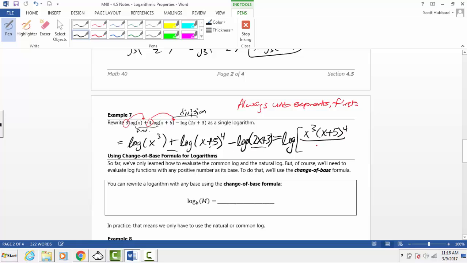And this thing is going to become on the bottom, so it's 2x plus 3. And that's how that works.